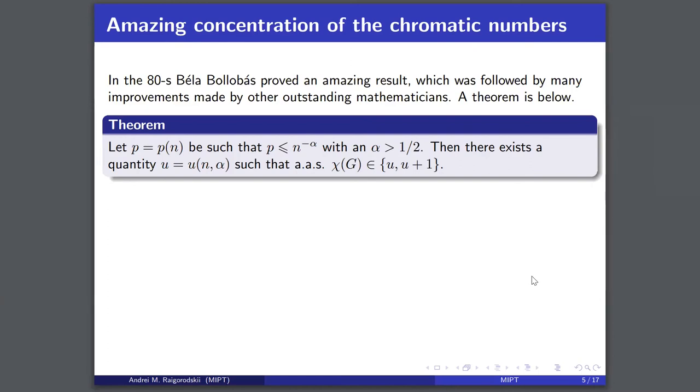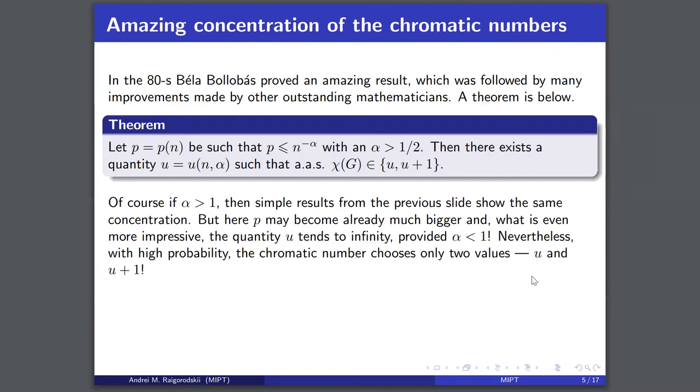So we have a much larger set of possible values of probabilities of edges. And even in this case, where P is also going to zero, but not so quickly as in the first three cases, even in this case, the chromatic number is very highly concentrated. It chooses only two possible values from the entire set of n possibilities. This is said here once again.